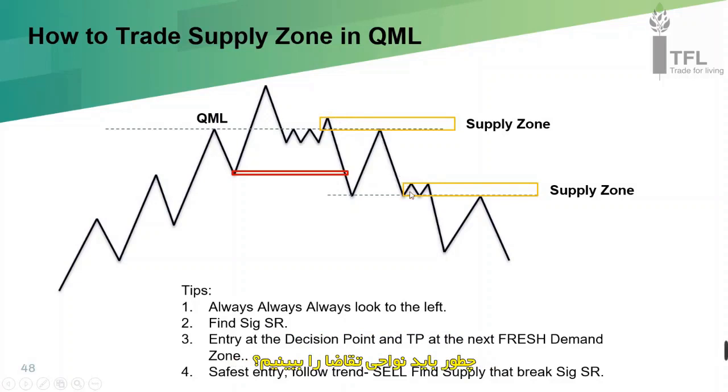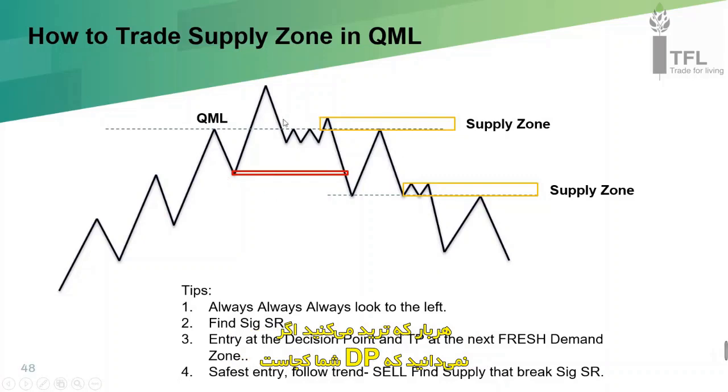How you're going to read your demand zone is you have to do a lot of practice on the mapping that I've shared in the previous chapter. Of course, the safest entry is always to follow the trend, sell, find a supply zone that breaks the significant support resistance. This is a very, very important statement over here. Always find the supply zone that breaks the significant support resistance. This is a keyword here. Find the supply zone that breaks the significant support resistance.